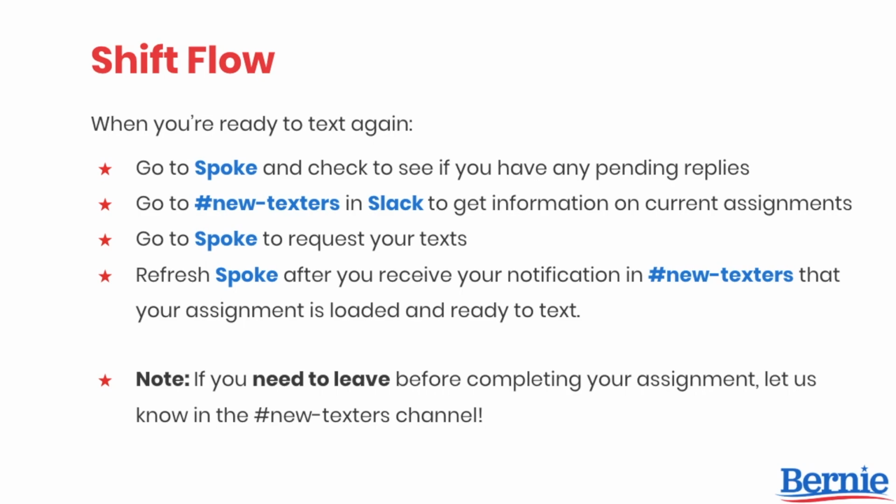Next, go to New Texters in Slack to get information on current campaigns. Then go to Spoke to request more texts, and last, you'll want to refresh Spoke to start texting. Please note that if you need to leave before completing your assignment, it's very important that you let us know by posting a message in the New Texters channel.